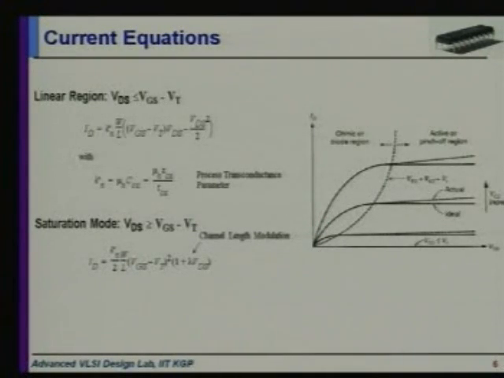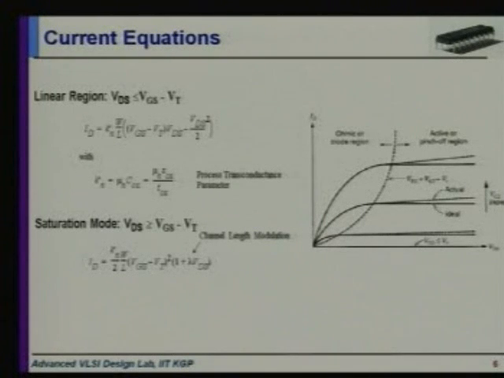In the linear region, that is defined by the relationship of VDS and VGS minus VT. Whenever VDS is less than or equal to VGS minus VT, then it will be in the linear region and the current equation will be given by that equation. And then the saturation mode, that is whenever VDS is greater than VGS minus VT, and that equation will be given by that. We know that whenever the channel length is big, there will be no dependency of the ID on the VDS.